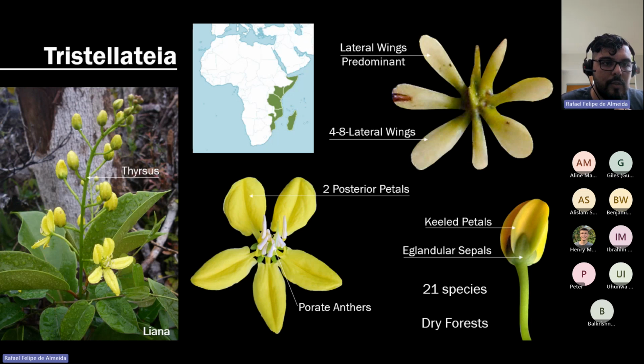So the second lineage that has African genera is the Bunchosioids. This genus is called Tristellateia. It's a genus of 21 species of lianas, usually occurring in dry forests of Eastern Africa and mostly in Madagascar. There's a lot of species endemic to Madagascar. So they also show this weird flower morphology in which instead of having only one posterior petal, you have two, and you also have porate anthers.